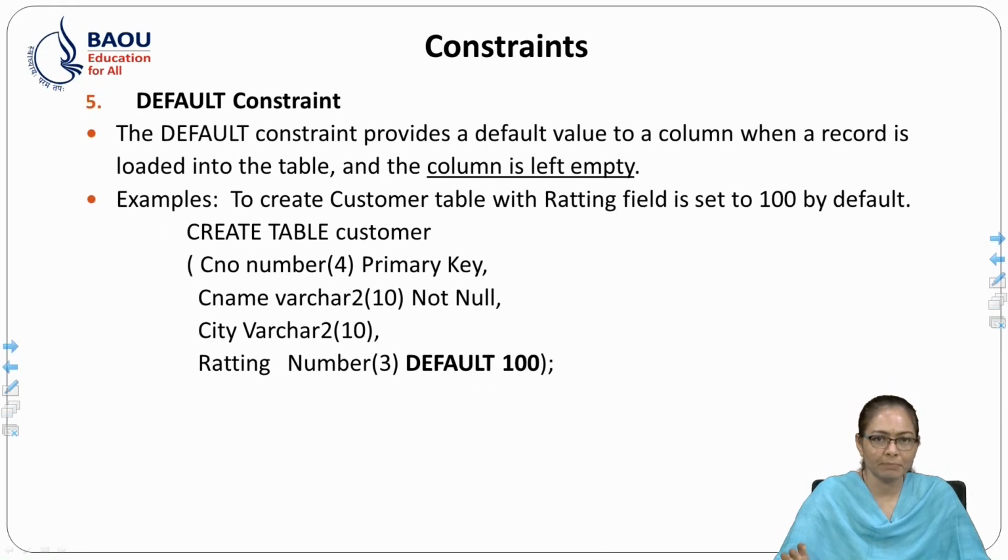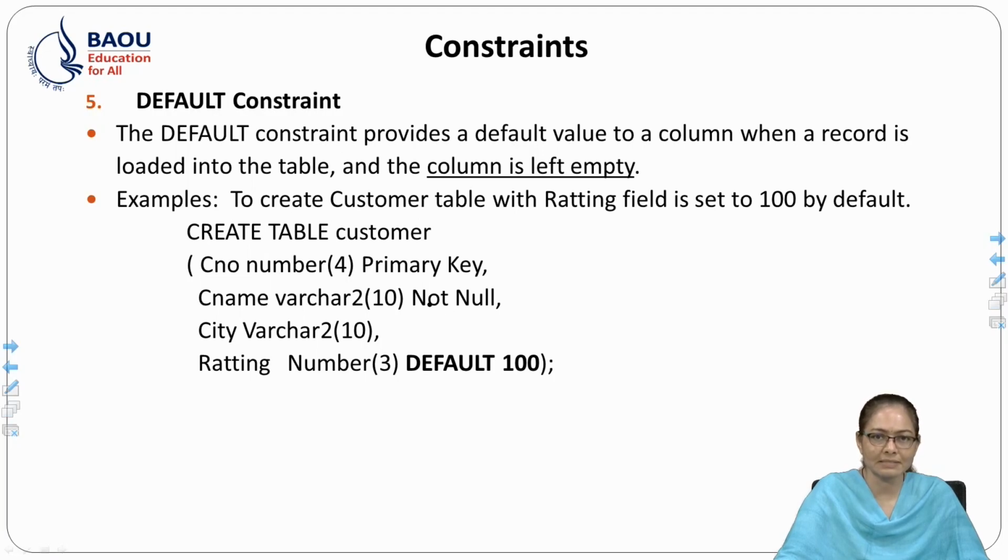Now the next one is the default constraint. The default constraint provides a default value to a column when the record is loaded into the table and the column is left empty. For example, create a customer table with the rating field set to 100 by default. See in the example, create table customer, in the bracket customer number, number and the size, primary key. The customer number is a primary key.